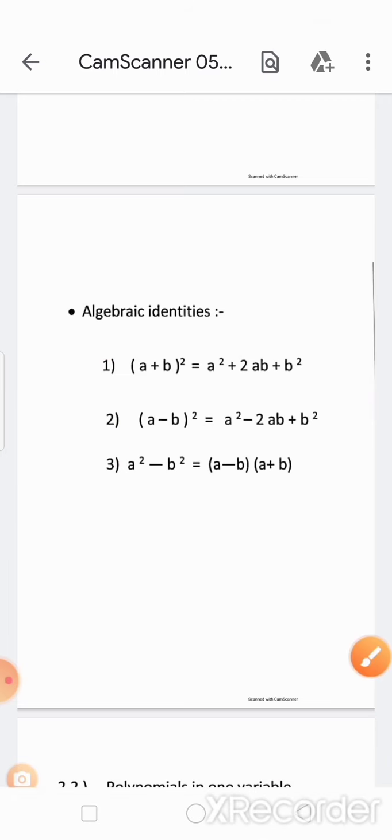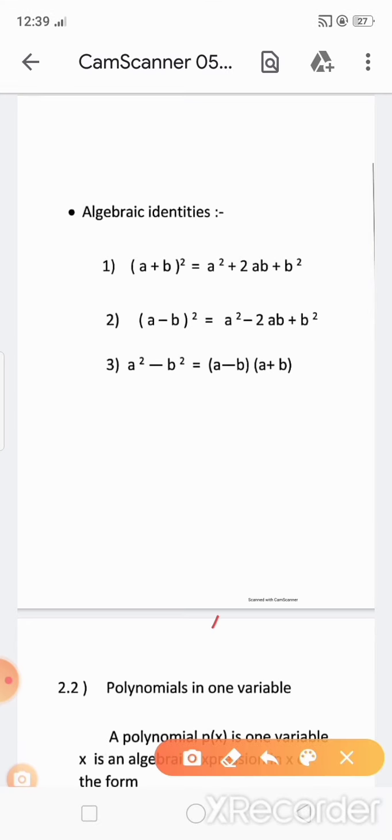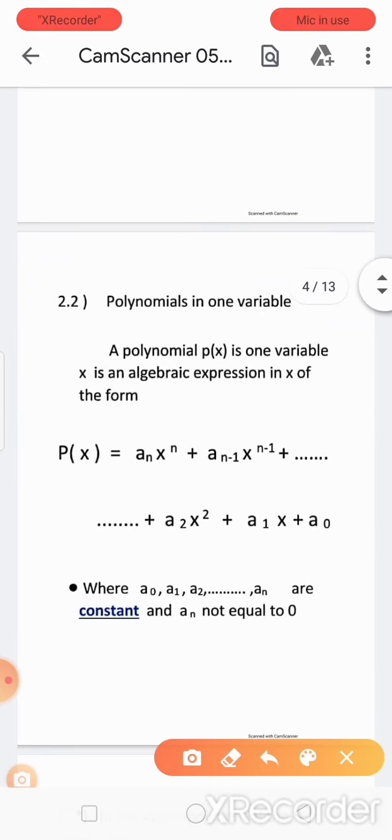Next, in this chapter we have to study the remainder theorem, the factor theorem and their uses in factorization of polynomials. Also we study some more identities and their uses in factorization and evaluating some expressions. Now let us start our topic. First topic, polynomial in one variable.